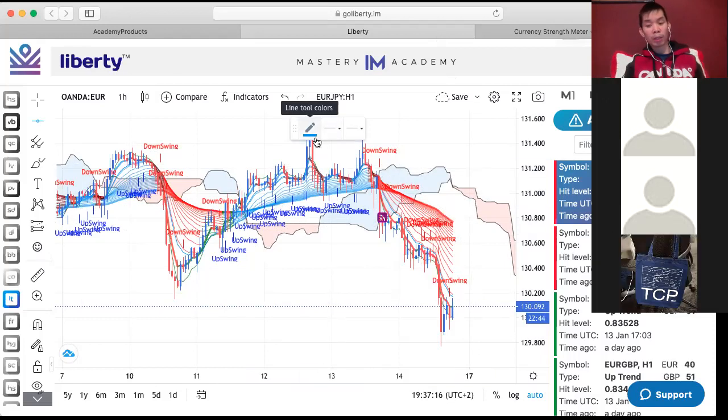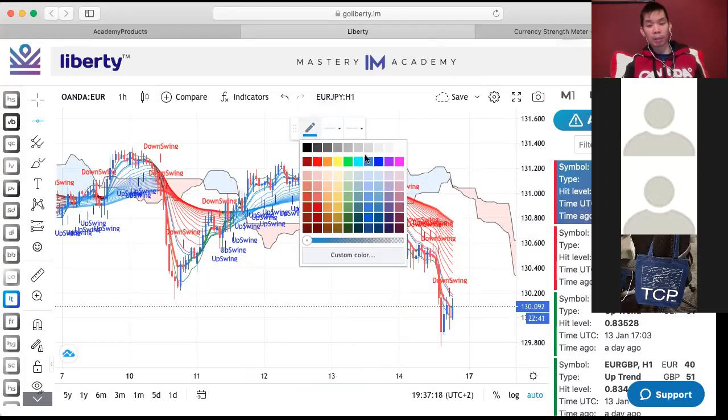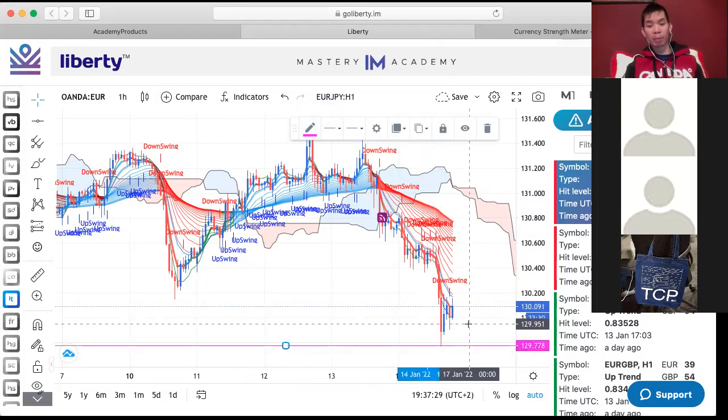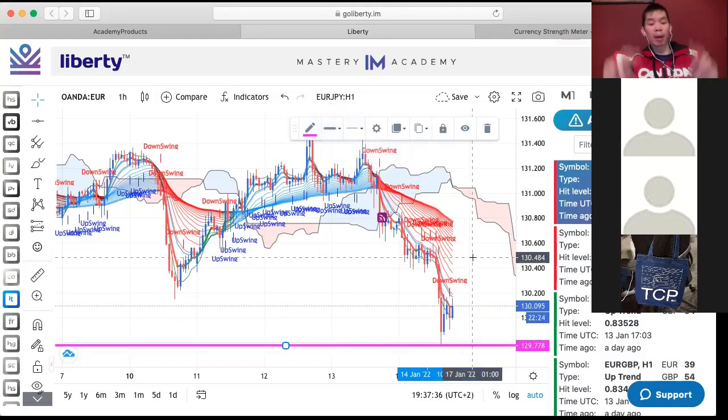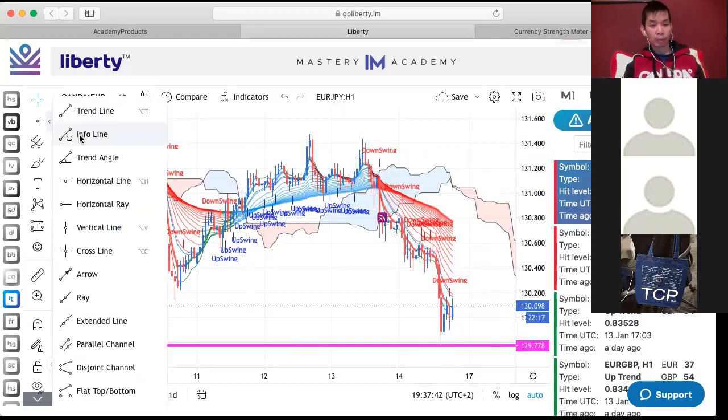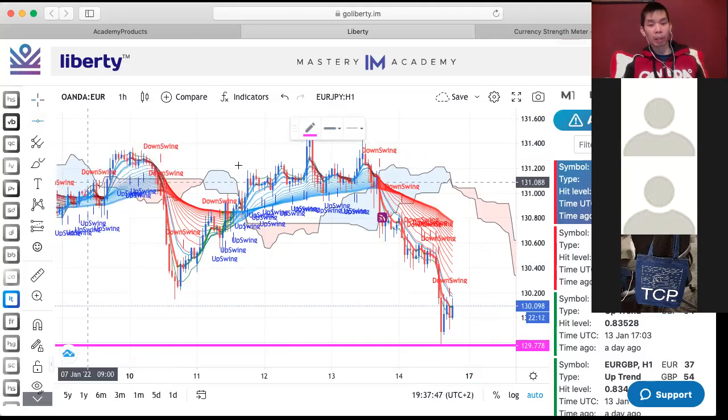So what I'm going to do in this case is I'm going to use purple. Okay, so the purple is right here. Around here, 129,778 is going to be my purple. And I'm going to make that a little thicker for you guys to see. So that's my support. Then I'm going to do another horizontal line. Again, you go to this dumbbell looking thing, to horizontal line.